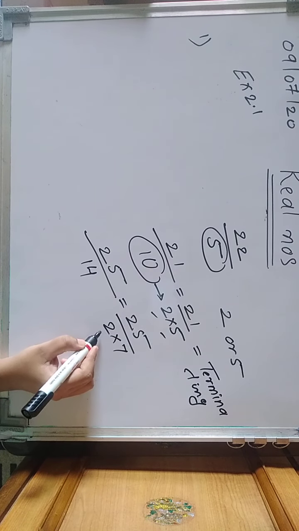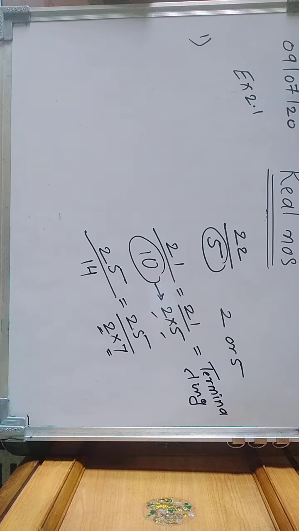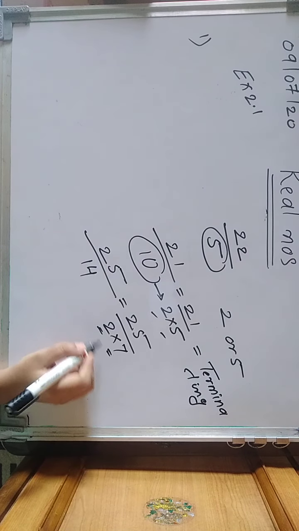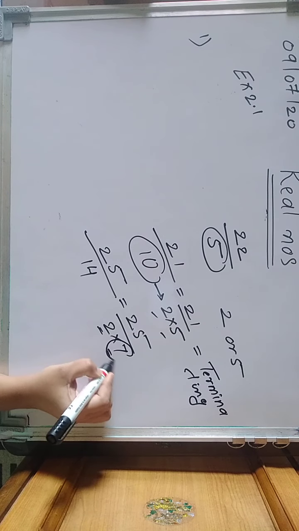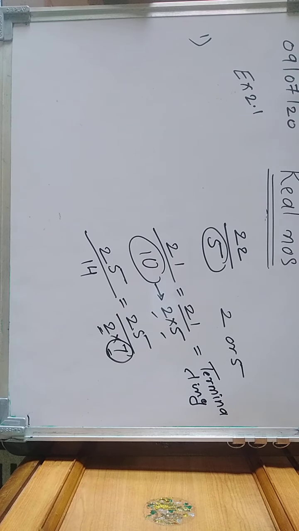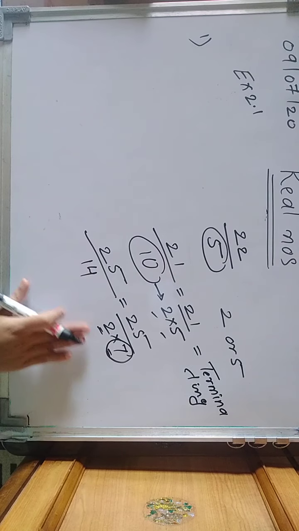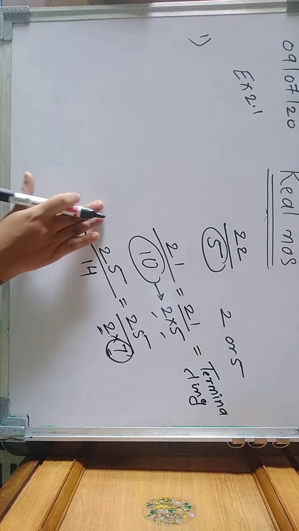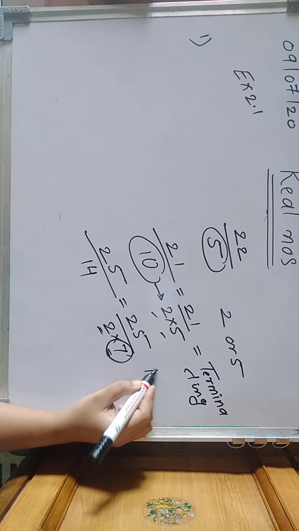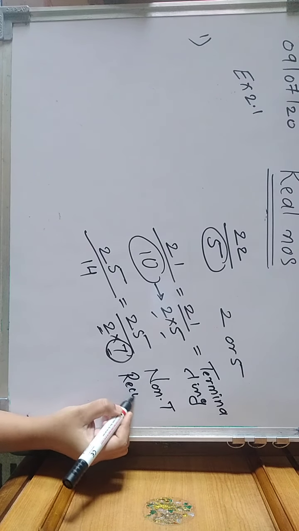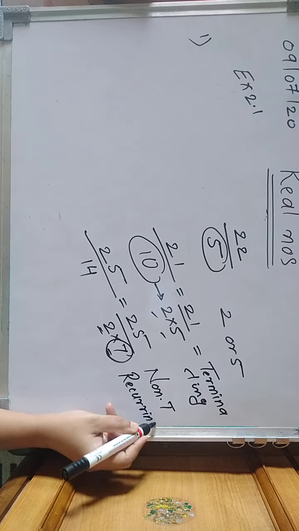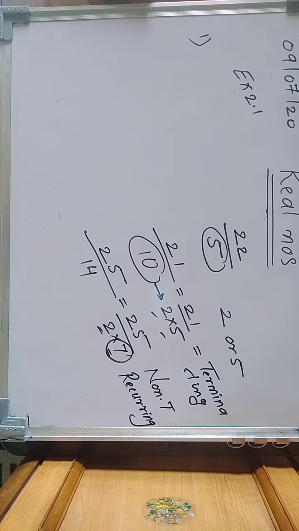If you observe, the prime factors are 2 and 7. Other than 2 and 5, you have 7 over here. So the decimal form of 25 upon 14 will be non-terminating recurring. So this is one method by which you can find out whether the decimal form is terminating or non-terminating recurring.